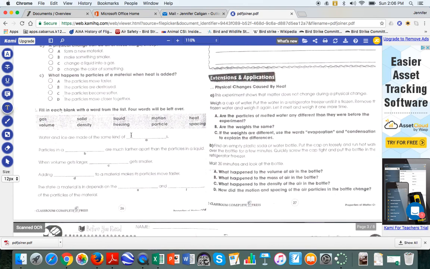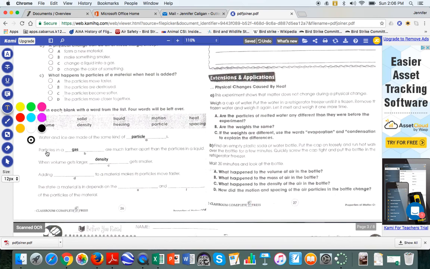So down here, water and ice are made of the same kind of particles. Oh, just particles because they have an S. Particles in a blank are much farther apart than particles in a liquid. That would be a gas. Oh, I gotta click text again. Okay. When volume gets larger, blank gets smaller. That would be, golly, why didn't my text box just stay? That would be density.